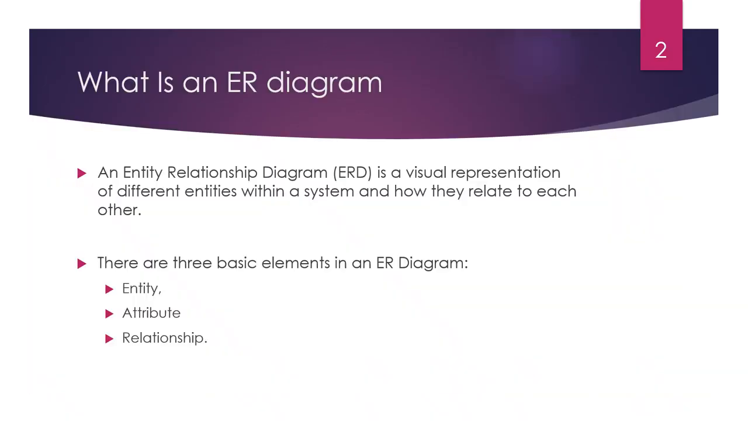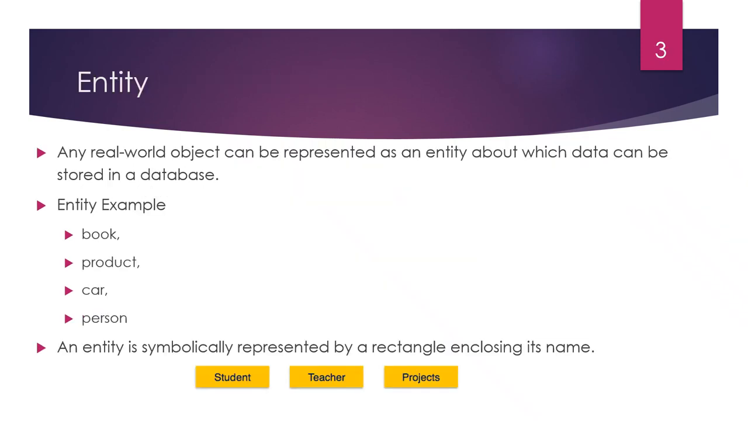An entity relationship diagram is a visual representation of different entities within a system and how they are related to each other. It is a tool used to design and model relational database and shows the logical structure of the database. There are three basic elements in an ER diagram, that is entity, attribute and relationship. In this video we are going to see about entity.